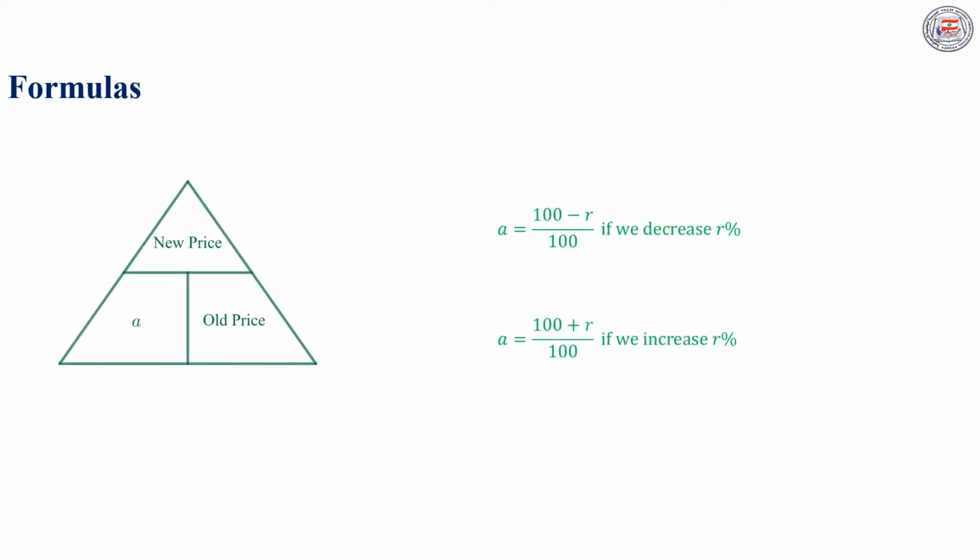As a reminder of the formulas, we have new price is equal to A times old price, where A is equal to 100 minus R over 100 if we decrease our percent, and A is equal to 100 plus R over 100 if we increase our percent.